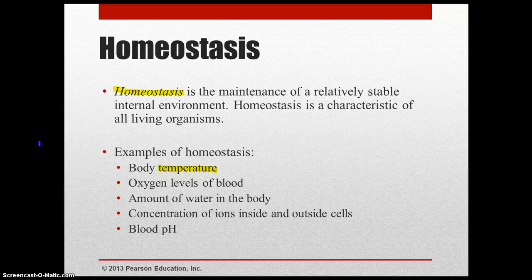The oxygen levels in our blood, for instance, when we exercise, we use more oxygen, so our body makes us breathe harder to take in more oxygen. And a few more examples include the amount of water in our body, the concentration of ions inside and outside cells, and our blood pH.